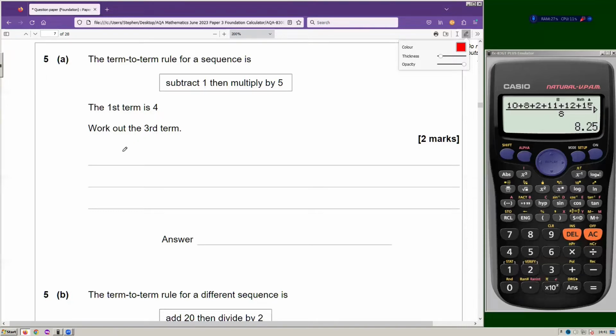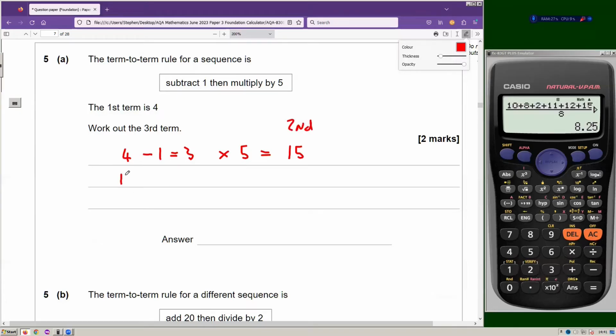So the first term is 4. We minus 1, which equals 3. We times that by 5, which equals 3 5s are 15. Right. That was the first term. So this is second.